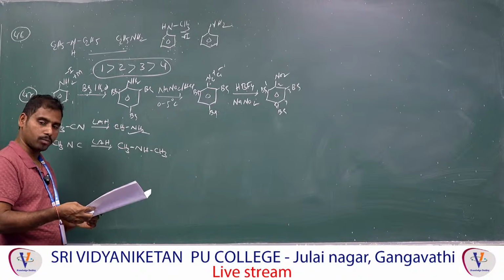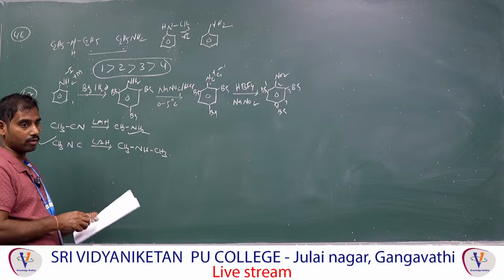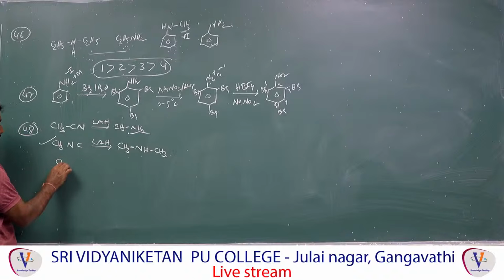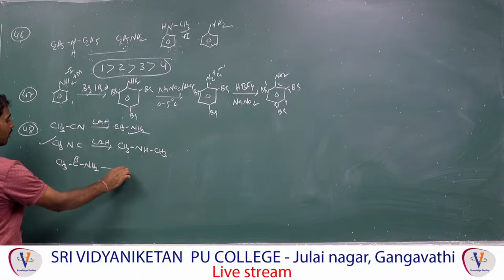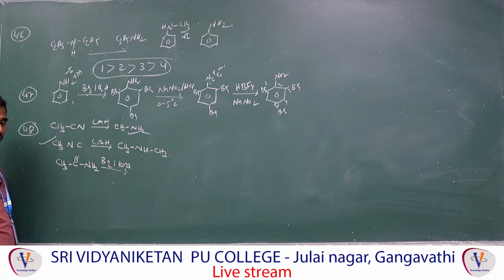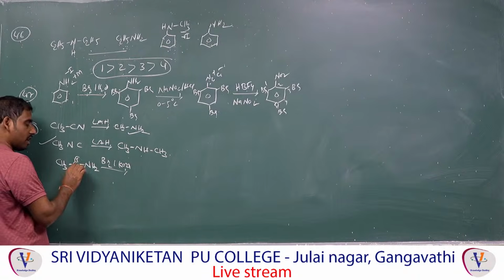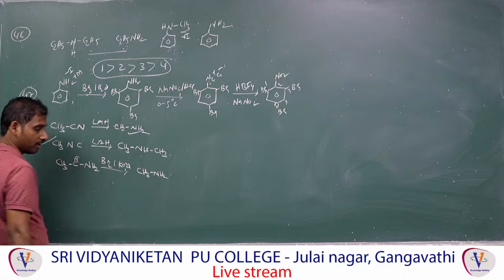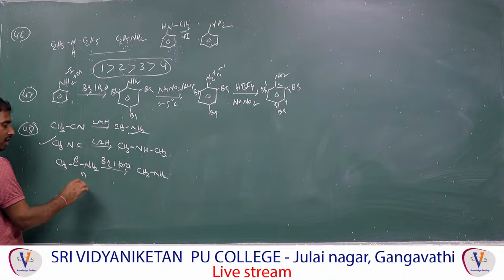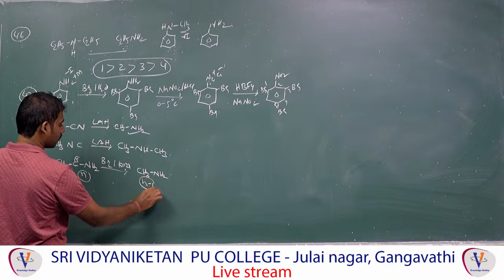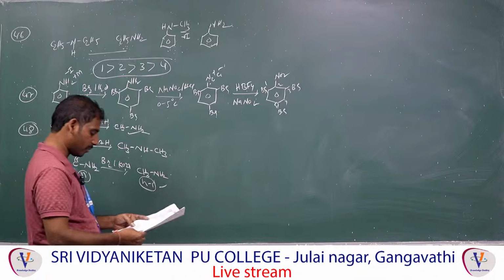Amide with Br2 and KOH, that is called the Hoffmann bromamide reaction. CH3CONH2, this is called an amide. Amide with Br2 and KOH is the Hoffmann bromamide reaction, which means amide is converted to amine. Which amine? Primary amine. Here the number of carbons in the reactant is N, and in the product it is N minus 1. So this also gives a primary amine.